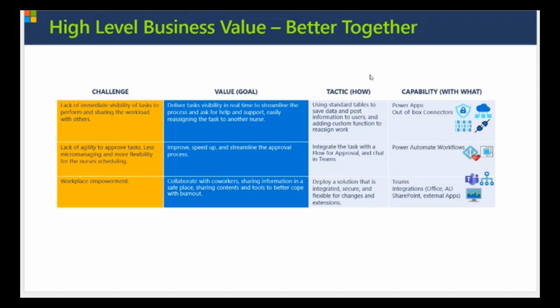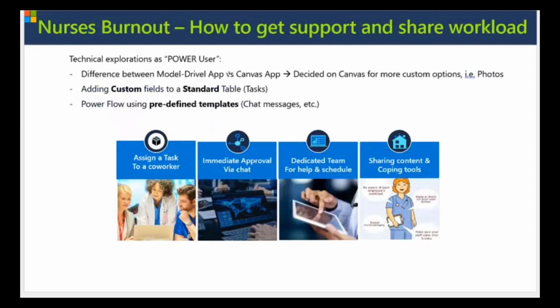And the third question is, okay, how do we do this? In our case, we started using a standard table to make our life easier. Plus, we added some custom functions to reassign the work. The last column is, okay, now we know what we need to do and how, but with what? This is where I applied the better together concept on these columns, because depending on the challenge, we use a combination of solutions. In this case, we use the Power App, out-of-the-box connectors, a flow, Teams, and native integrations. Let me go to the next one.